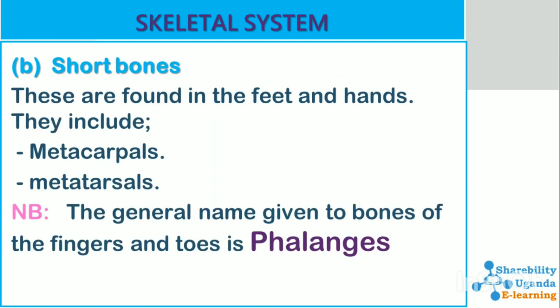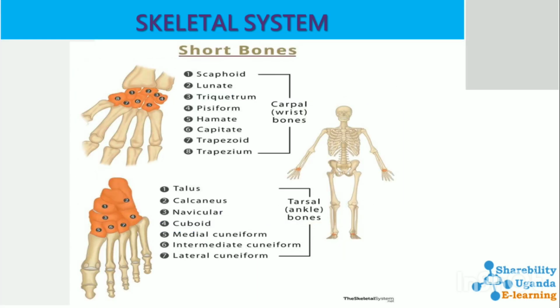We have short bones, which is another type of bones. Short bones are found in the feet and hands, and they include the metacarpals, the metatarsals, and in general, the name given to bones of the fingers and toes is phalanges. We can pause the video as well and look at different types or examples of short bones that are found in the ankles and the wrists.